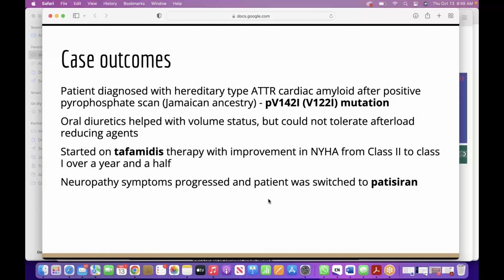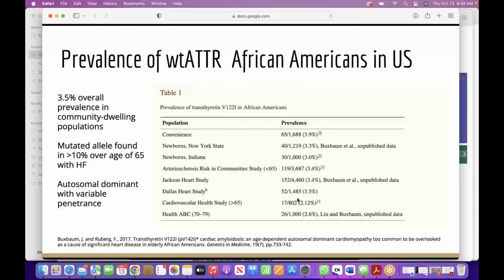But he did develop neuropathy symptoms, which are not effectively treated with tafamidis, and he was switched over to patisiran just a month ago, actually. So I'm not sure how he's doing with that, but there's some suggestion that this agent, which is an mRNA silencer for amyloid, might be more helpful in treating his symptoms.